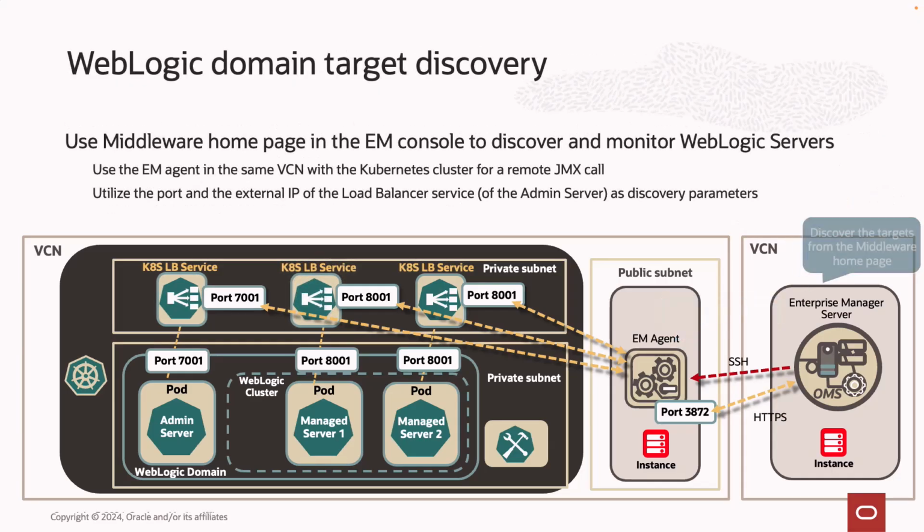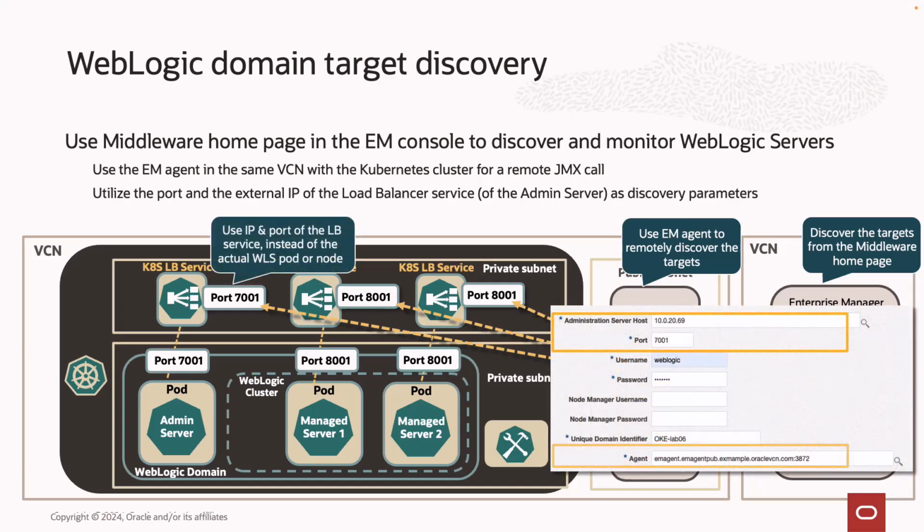Once you complete the setup, you can use the Middleware homepage in the Enterprise Manager console to discover the WebLogic servers. You can use the Enterprise Manager agent on the bastion host and remotely discover the targets. In fact, unlike many other target types in Enterprise Manager, which require the Enterprise Manager agent in the target host, WebLogic Server can be discovered from the remote EM agent using the JMX protocol. There are some trade-offs, but you don't have to have an agent installed in the WebLogic Server host.